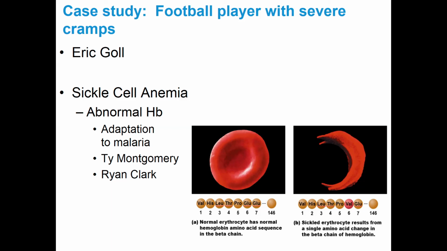And then in 2007, Ryan Clark, who is on, I think, the NFL Network now. He does commentary for ESPN or the NFL Network or one of those. But in 2007, he was a safety for the Pittsburgh Steelers.